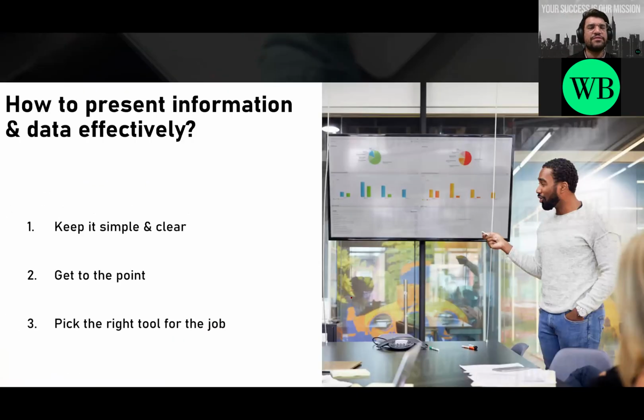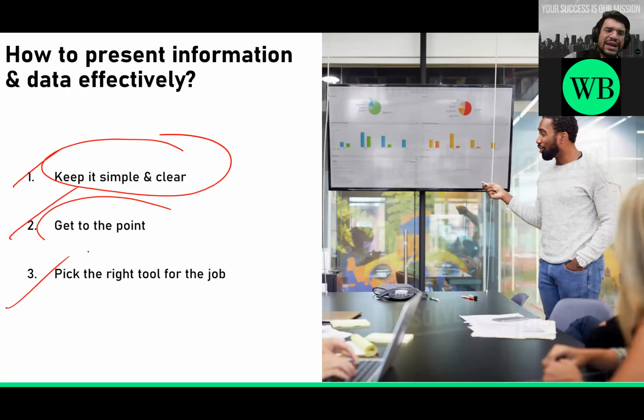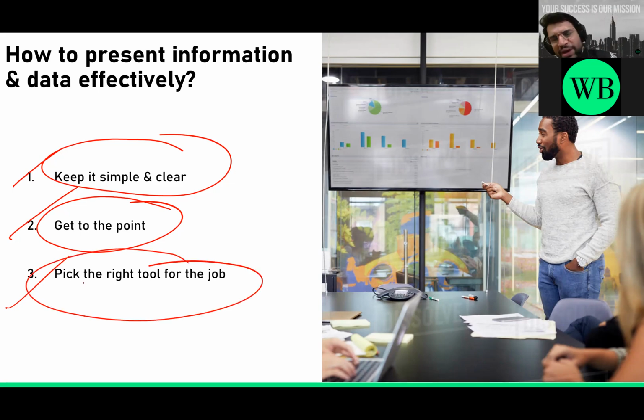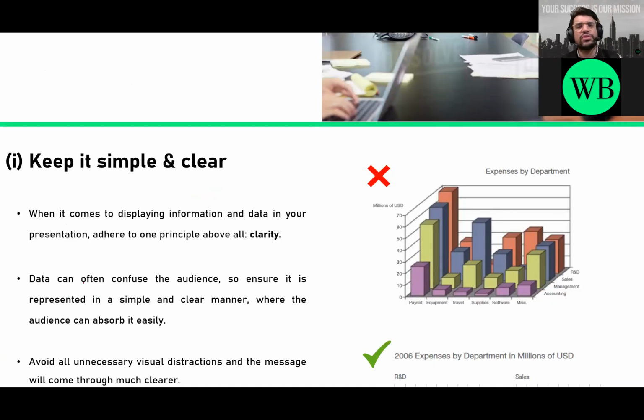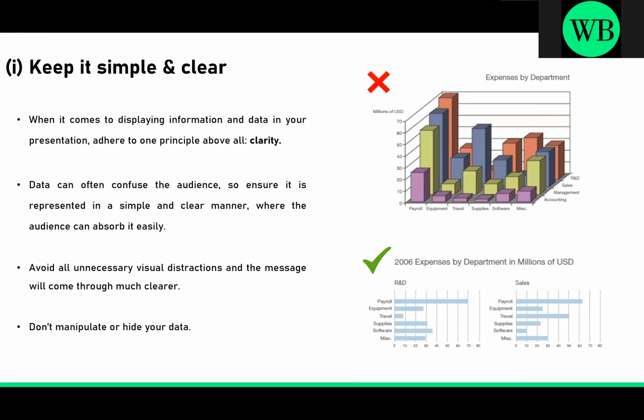Very important stuff here. Now, how to present your information and data effectively? There are 3 things that you need to do. You need to keep it simple and clear. You need to get to the point of what you're saying, and you need to pick the right tools for the job, right? So these are the 3 things. Let's go to the first one. Keep it simple and clear. That's the main thing of getting your data across.